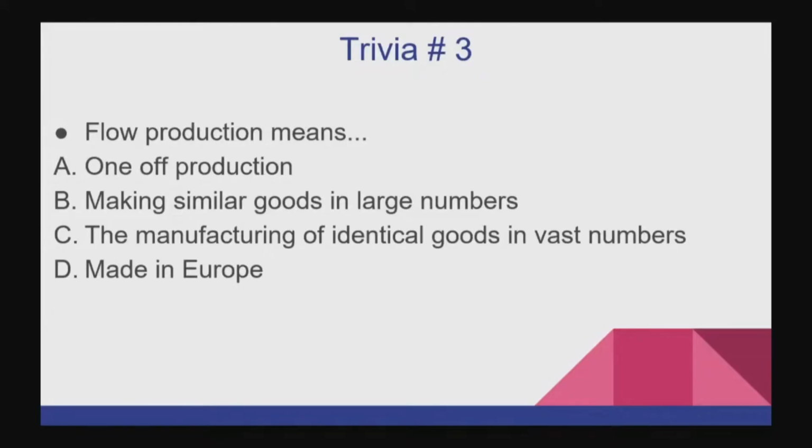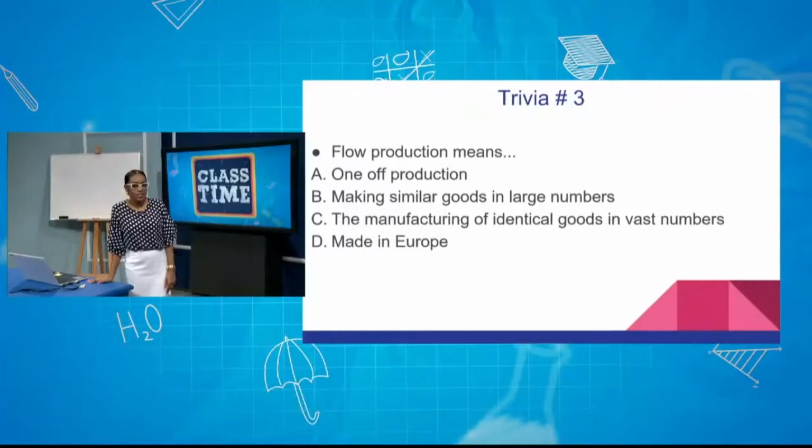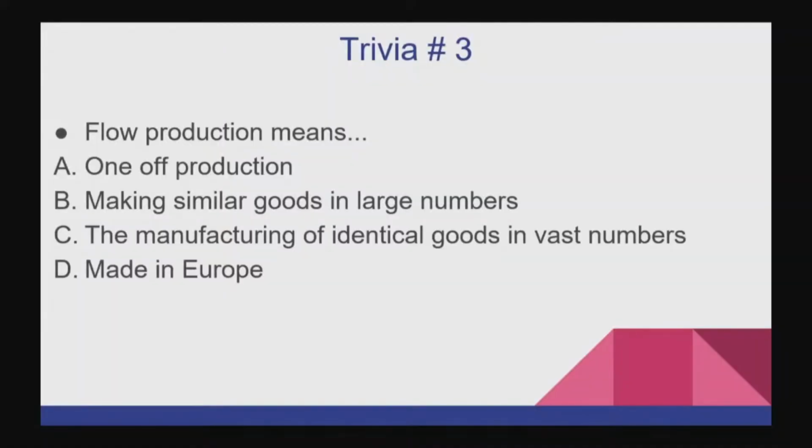Made in Europe, right? So what's the answer for trivia number 3? Flow production. What is this? The answer is C. So the answer for flow production, this is the manufacturing of identical goods in vast numbers. Very good. So the answer here is C. I heard somebody ask, why couldn't it be B?